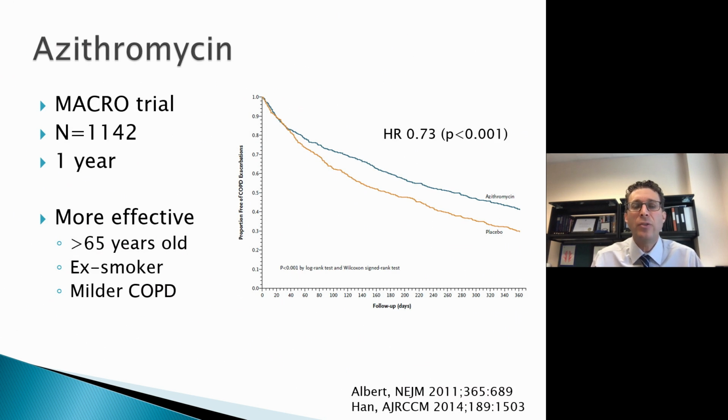Azithromycin on a daily basis, 250 milligrams, has been studied to reduce exacerbations in a large study called MACRO, and did show a significant reduction. Chronic azithromycin may be more effective in older patients or former smokers with milder COPD, but we have to be mindful of side effects. Most worrisome in this study was hearing loss, which was generally reversible when the drug was discontinued.